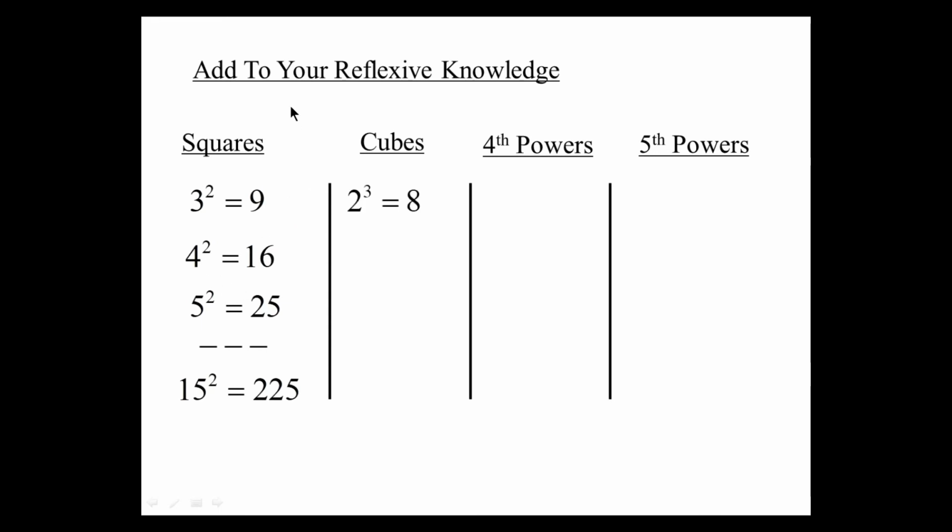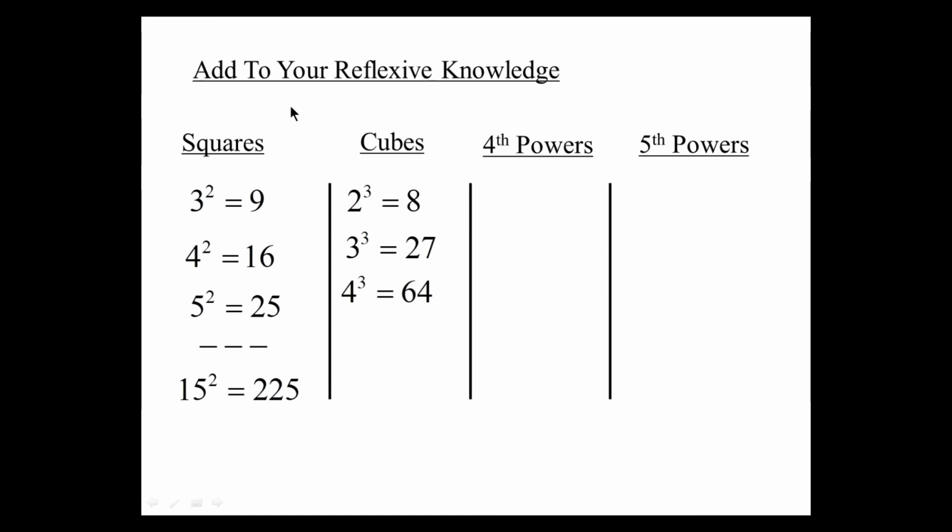Learn some cubes. 2 cubed is 8. You shouldn't be counting on your fingers. 2 times 2 times 2 is 8. If you just learned that, it would be good for you. 3 cubed is 27. 4 cubed is 64. So if you see this number 64, it's 4 times 4 times 4. It's also 8 times 8. It's also 2 to the exponent 6.